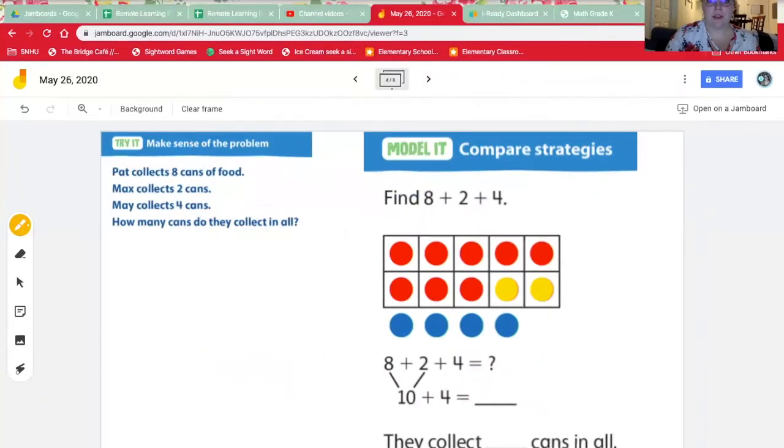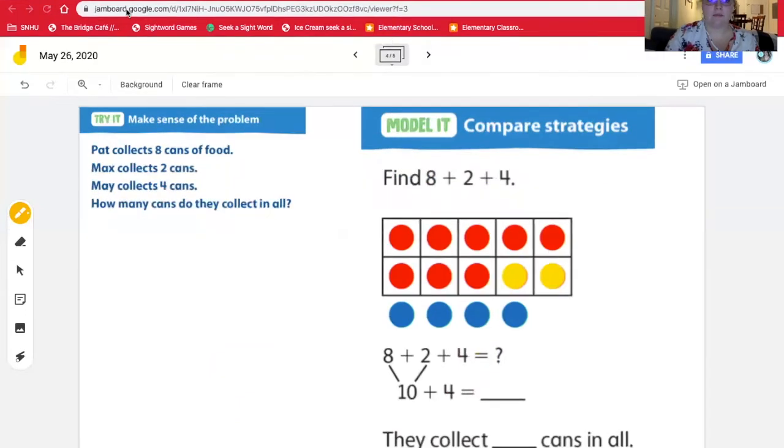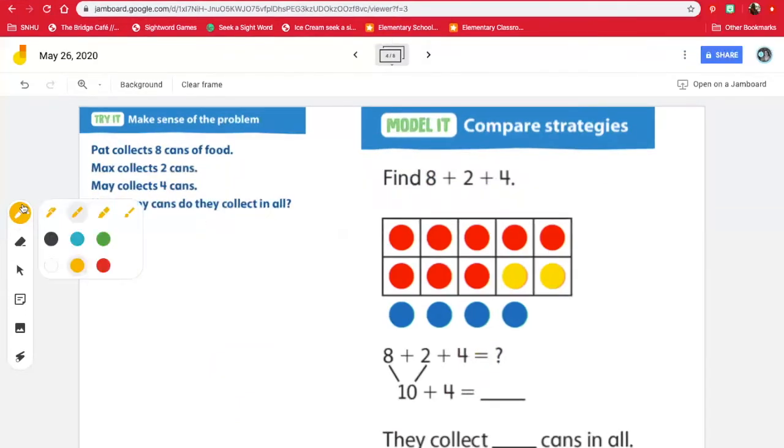All right, here's a big problem, but we're going to break it down together. All right, let's get our colors. It says Pat collects 8 cans of food. Max collects 2 cans. May collects 4 cans. How many cans do they collect in all? Oh, I know we're going to add. So we have Pat collecting 8 cans. We have Max, who collected 2 cans. And we have May, who collects 4 cans. And the question's asking, how many cans do they collect in all?